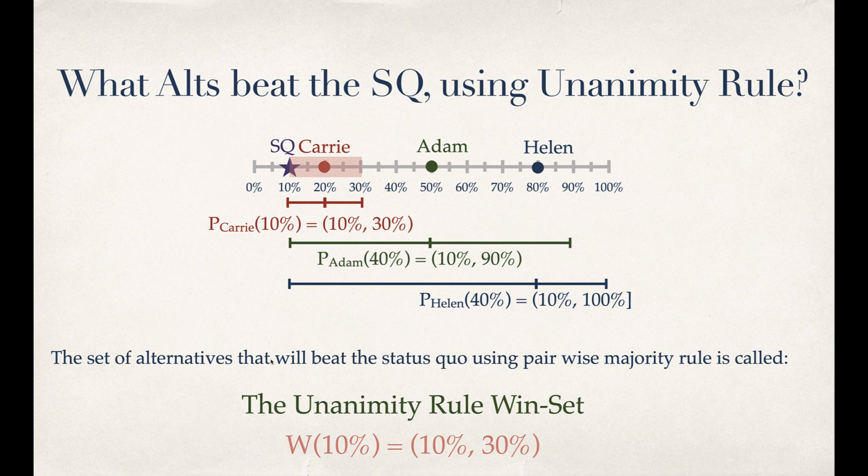The unanimity rule win set for this group is where everyone's preferred-to sets overlap. In this case, there is an area that does that, right? Everything between 10% and 30%, everyone prefers to the status quo. So the unanimity rule win set of this example for 10% is everything between 10% and 30%, not inclusive. Okay, that's it for this one. We're going to go multidimensional next time.